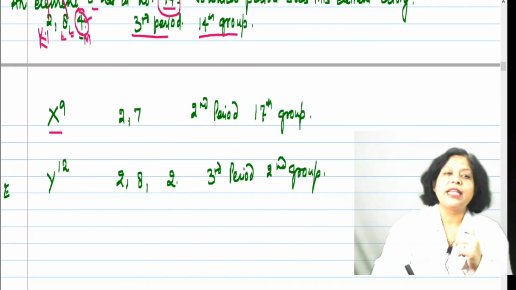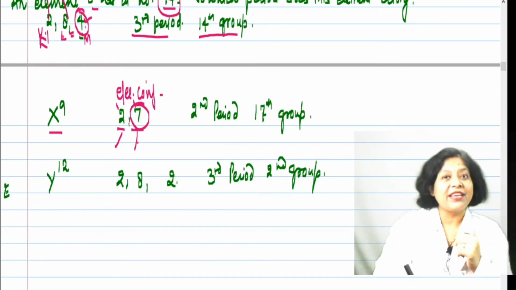There's another example. Say the atomic number is 9. What is the electronic configuration? The electronic configuration is 2, 7. So this is the first shell, this is the second shell, so second period, right? And how many electrons? 7 electrons. So it belongs to the 17th group. Second period, 17th group.